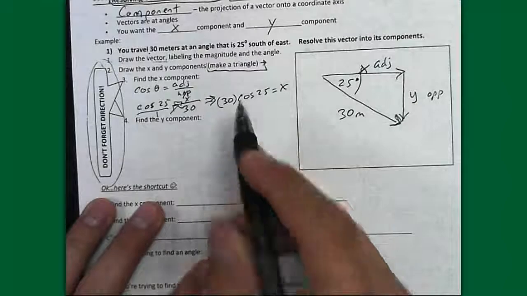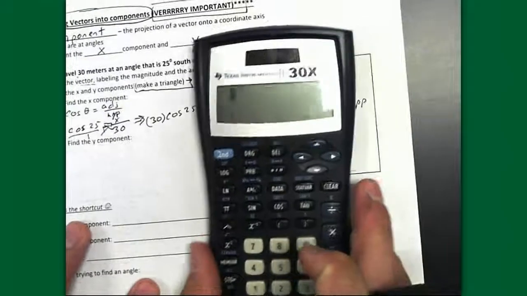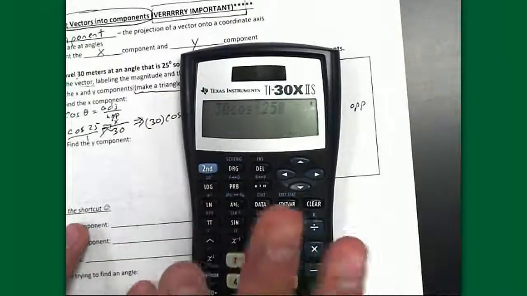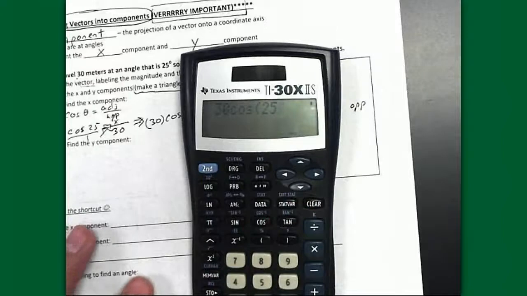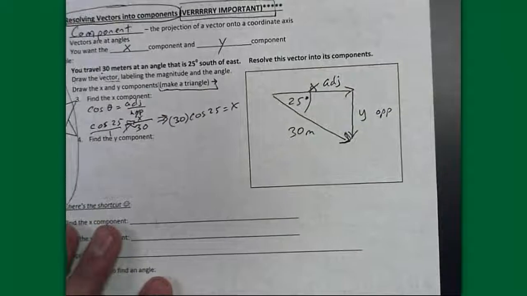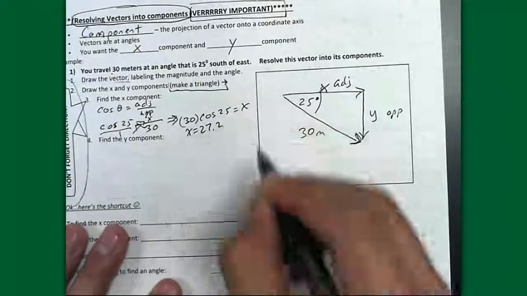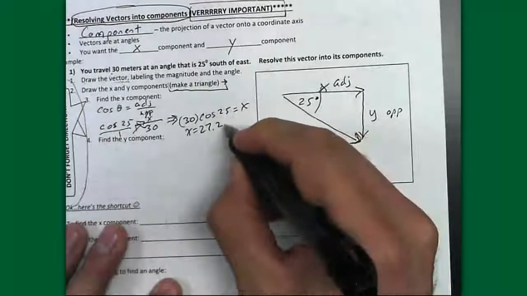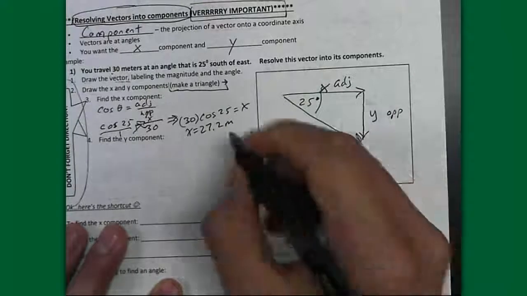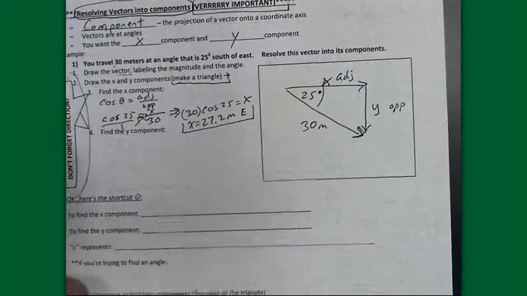The beautiful thing about this part is now we can enter this directly into our calculator, just like it's shown, 30 cosine 25. No inverse function if you already know the angle. Hit enter. 27.2 is what I get. The x component of this vector is 27.2, meters is the unit. Now I'm concerned about direction. I already have the direction labeled, and it's east. That's my x component. Let's go to the y component.